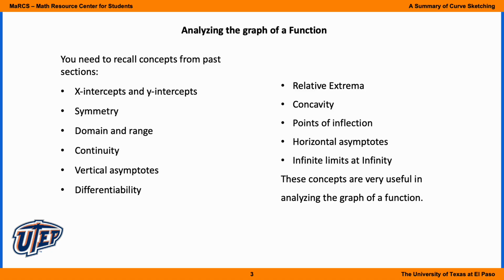So your x-intercepts, or where the function crosses the x-axis, and that happens when y is equal to 0. Your y-intercepts, or where the function crosses the y-axis, and that happens when x is equal to 0. Symmetry, so this describes how a function mirrors itself across the x-axis, the y-axis, or the origin.